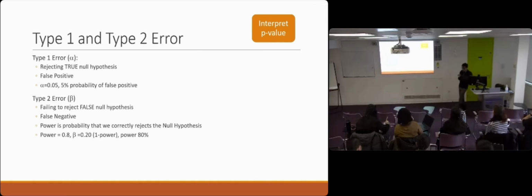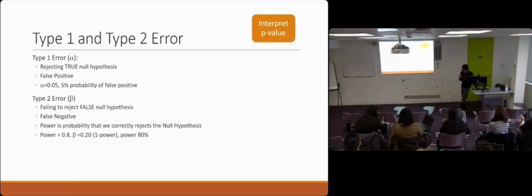Type 1 is the alpha, rejecting the true null hypothesis. It's again a false positive, but positive and negative is just semantics, depending on the detection problem, but it's fine. So for rejecting the null, the type 1 error, we have an alpha value which is 0.05. That means there's a 5% probability that you might be wrong.